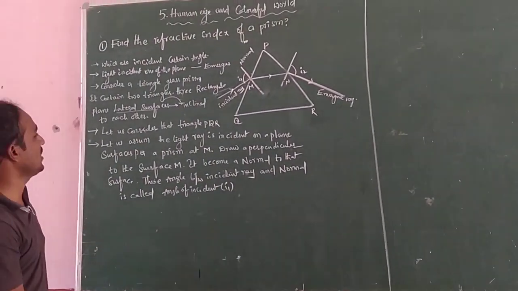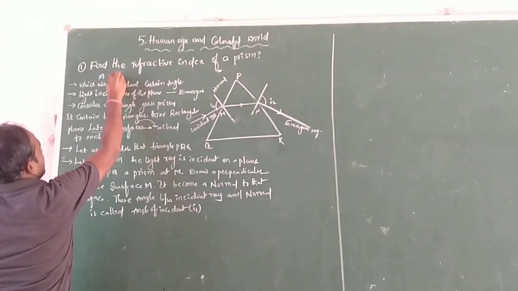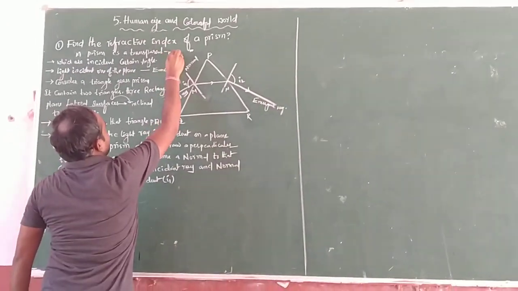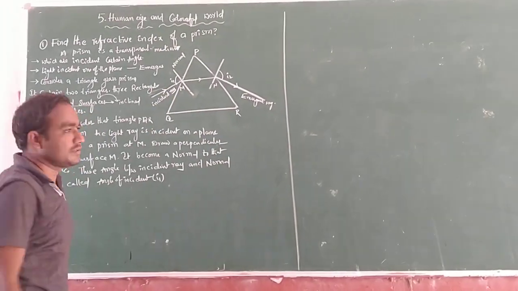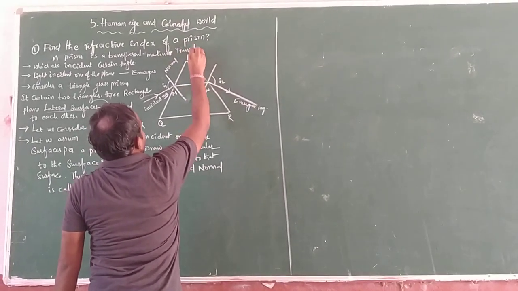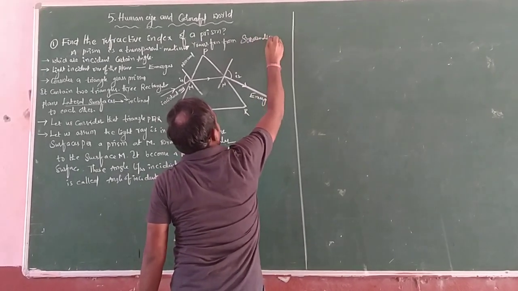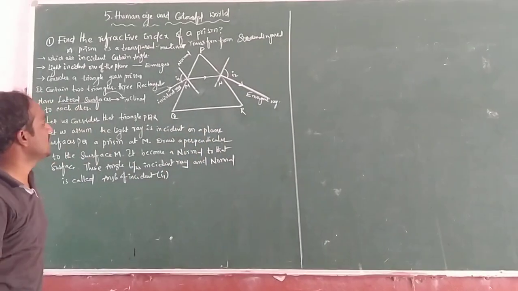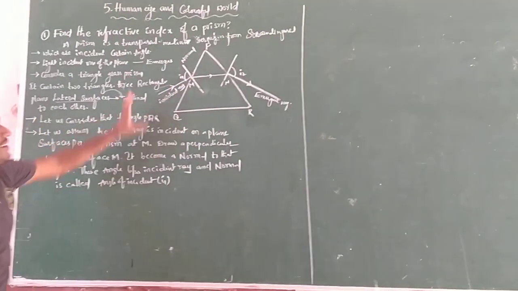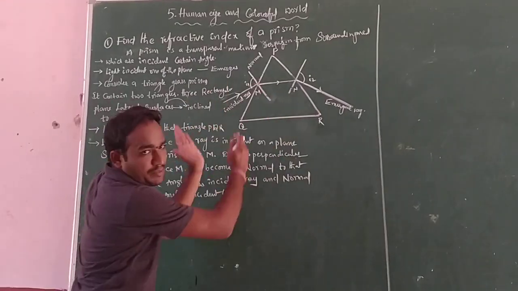Here we are discussing, first, a prism is a transparent medium separated from the surrounding medium.